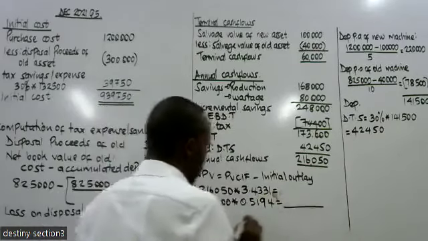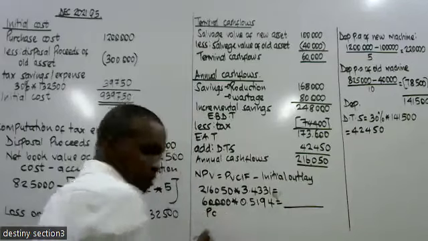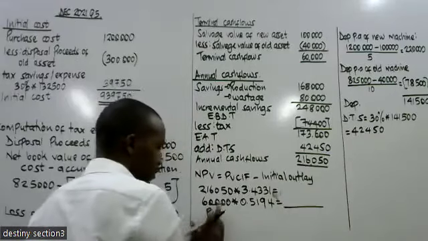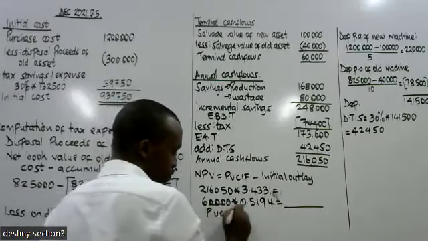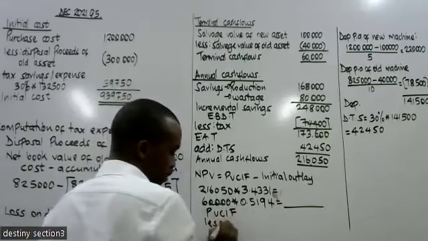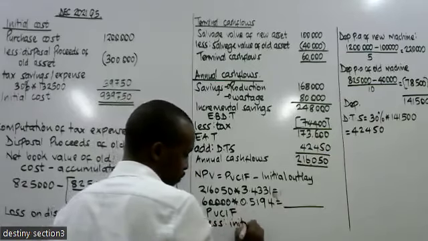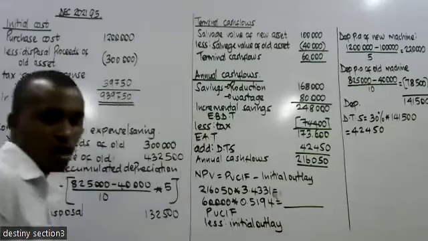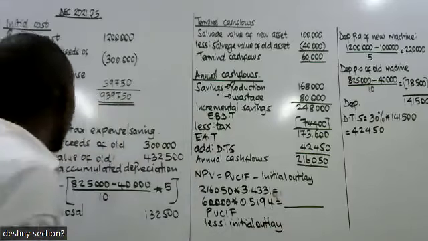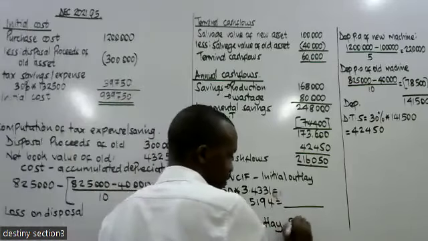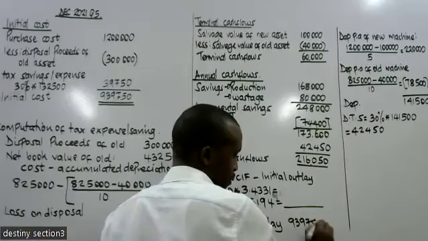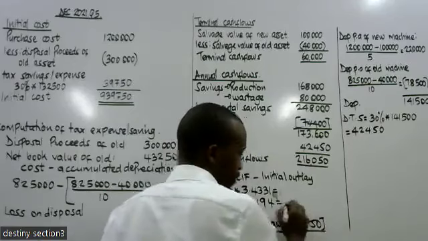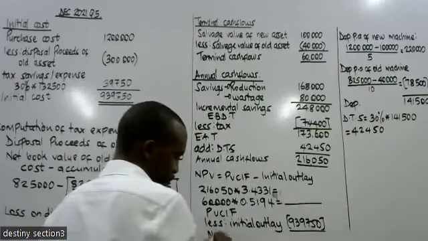So that will give you your present value cash inflow. You less your initial outlay. Your initial outlay was 999,750. What's your NPV?